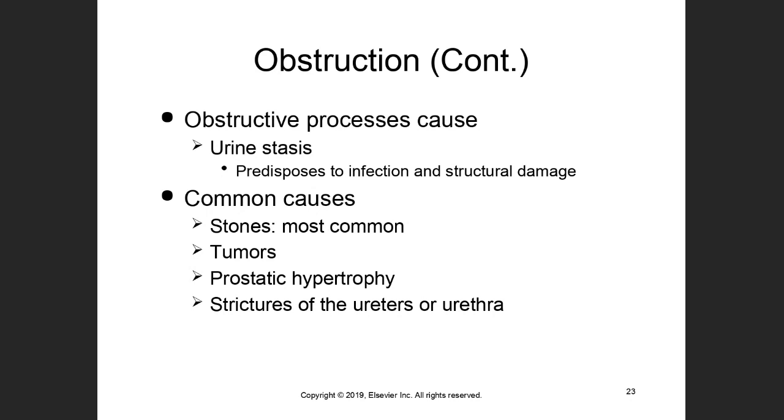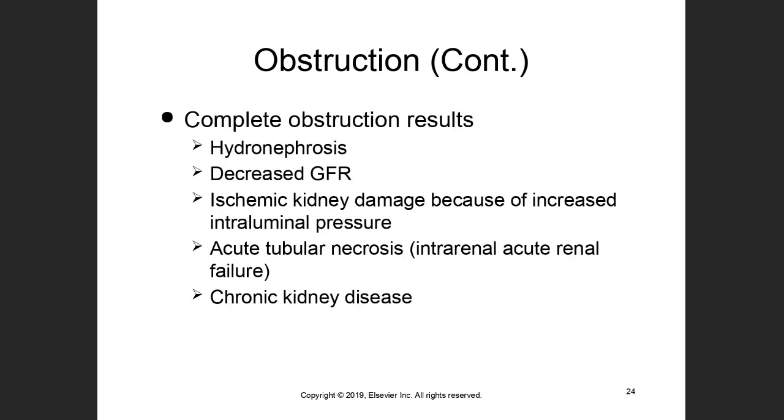Strictures of the ureter or urethra are also obstructions in those parts of the urinary system that also produce urine stasis. Okay. Complete obstruction results in hydronephrosis, decreased glomerular filtration rate, ischemic kidney damage, acute tubular necrosis, and chronic kidney disease. Acute tubular necrosis is the most common intrarenal acute renal failure. Okay.